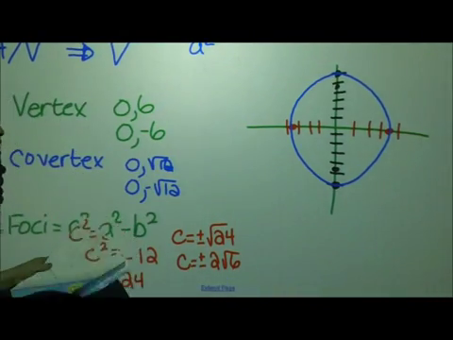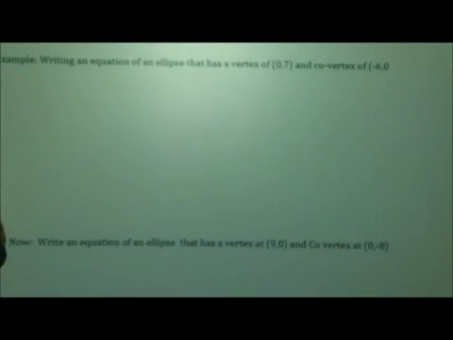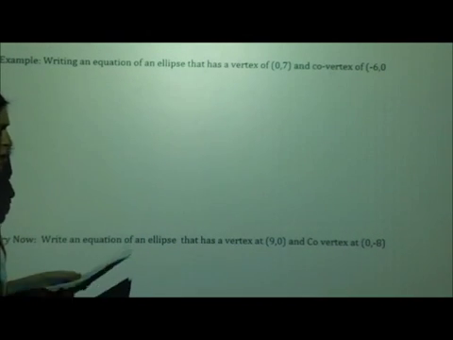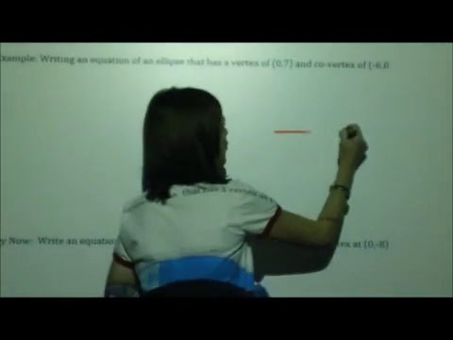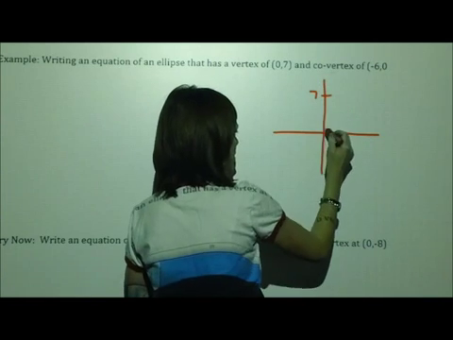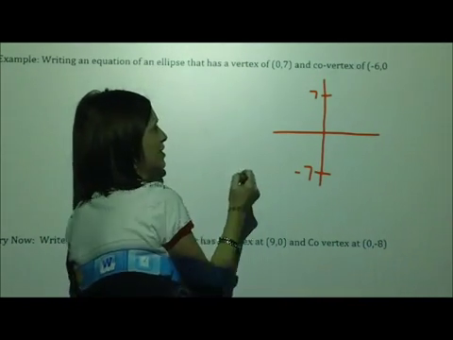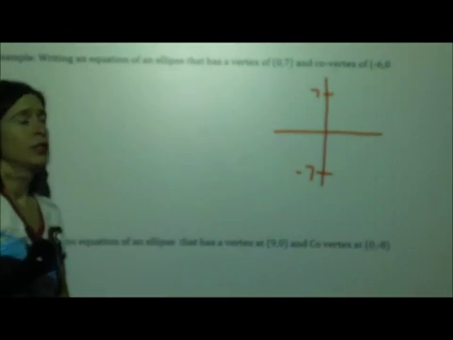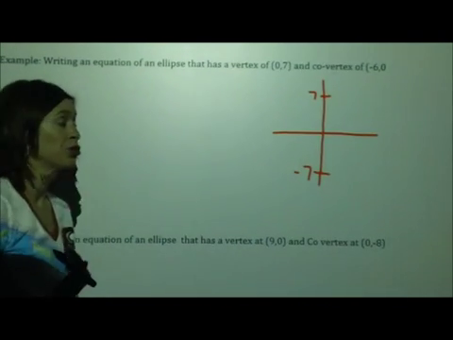All right, so the last thing we need to do is write an equation of an ellipse with a given vertex, okay? So this can get a little bit more challenging, so you have to think of what the coordinates represent. So for this first one, (0, 7) is right here, (0, negative 7) is right here, right? So it's saying the vertex is that. So it's a vertical ellipse.